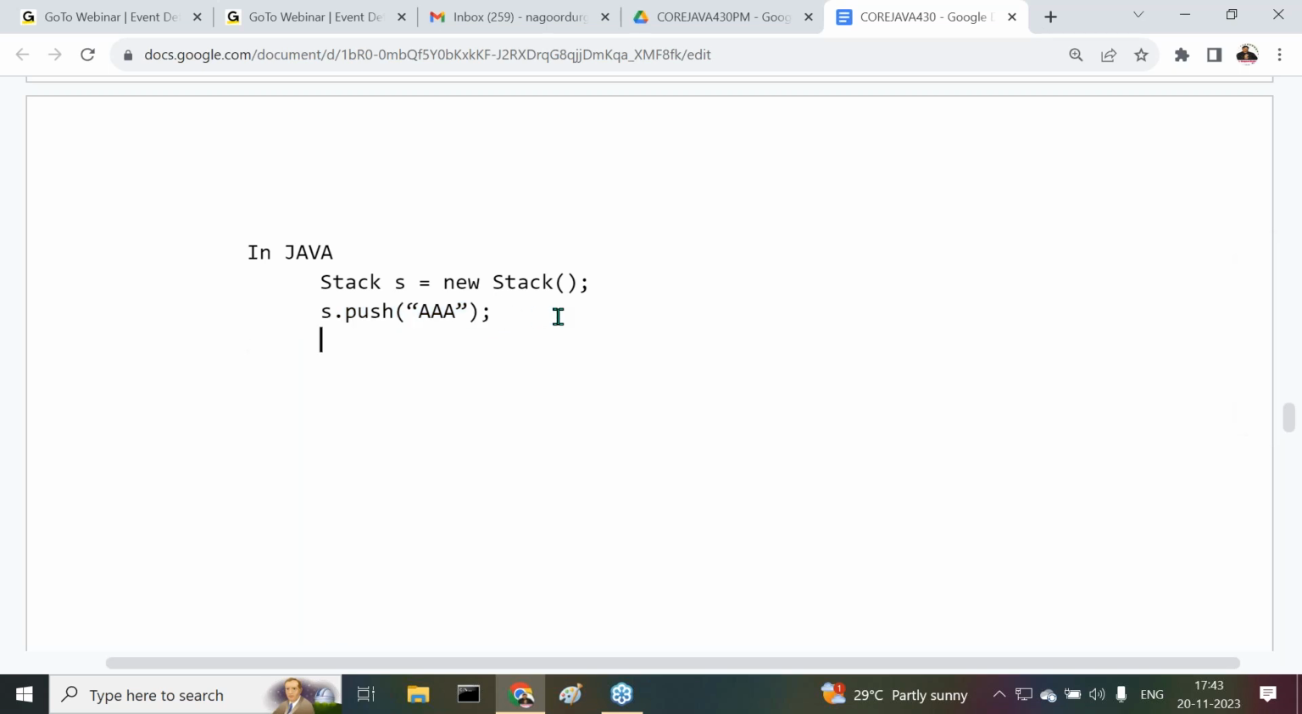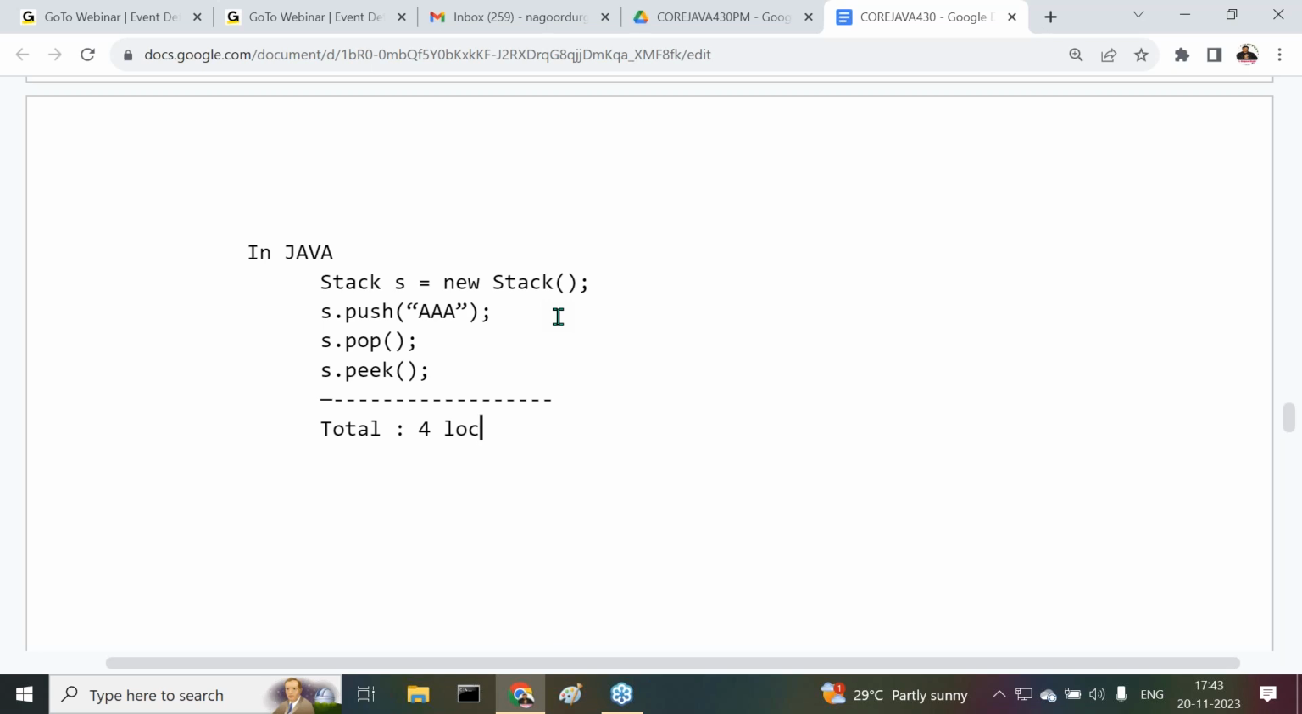Next one is s.pop. My pop operation is completed. s.peek. My peek operation is completed. That's finished. Overall, in Java, to perform these stack operations, on average 4 lines of code.